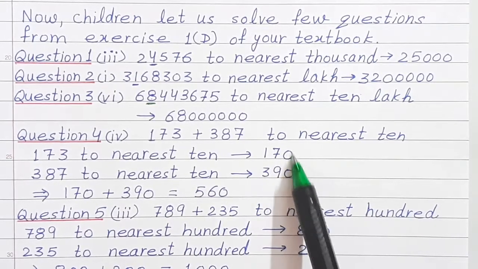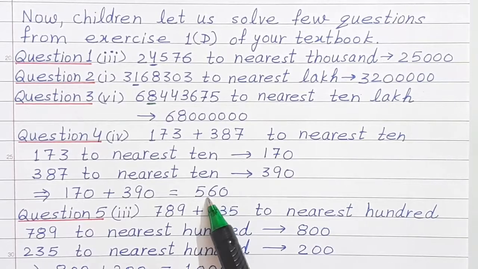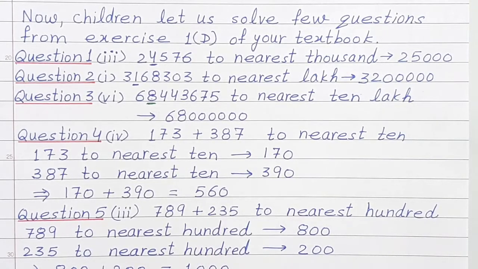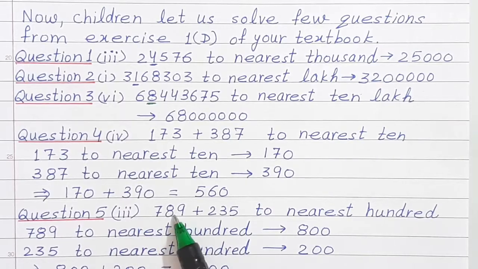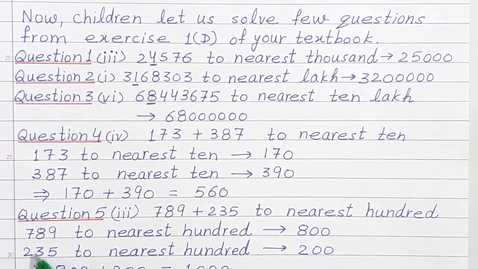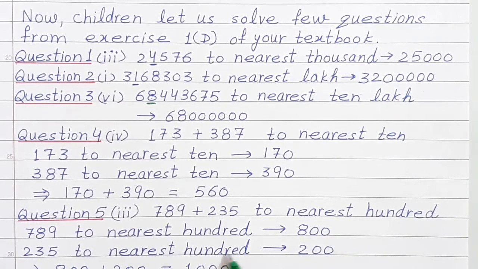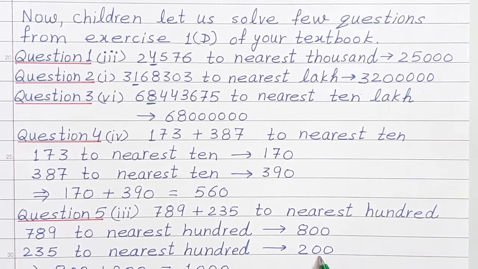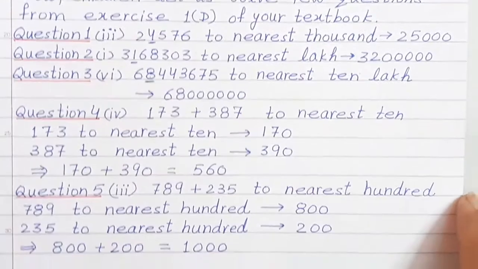Now let's add up the two values. So the answer is 560. Clear? Now students, in the same way, we will do question number 5, third part, where we have to convert to the nearest 100. Now 789 is nearest to 800. 235 is nearest to 200. Clear? So 800 plus 200, the answer is 1000. Clear?